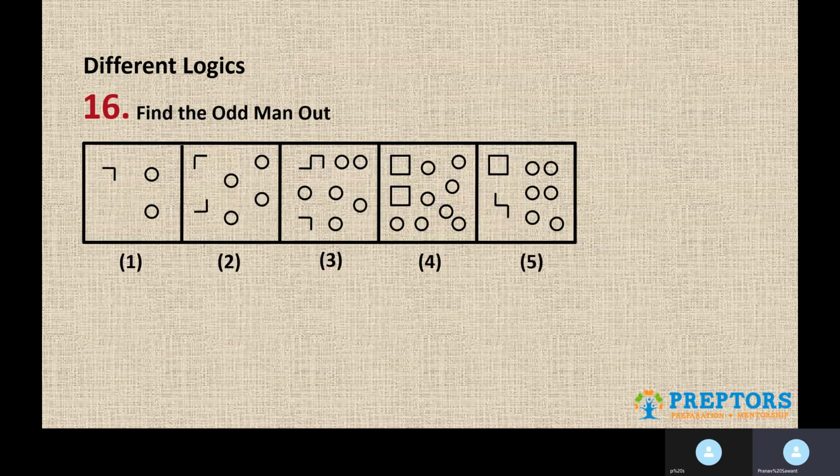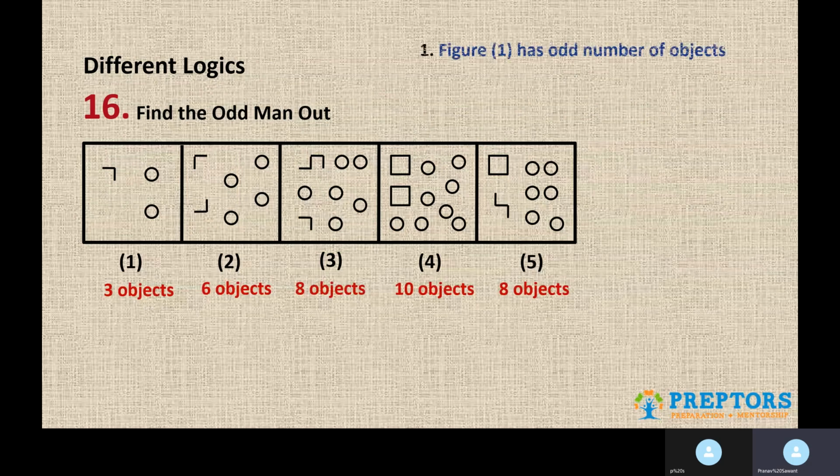Let's see the odd man out in this. So first option has 3 objects, 6 objects, 8 objects, 10 objects, and 8 objects. Now, figure 1 has odd number of objects.